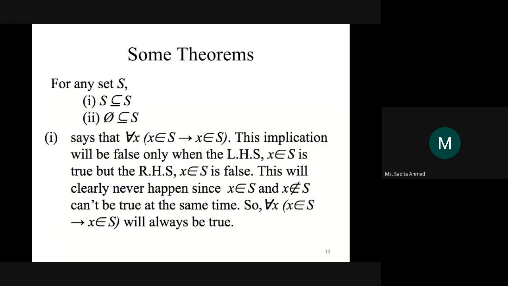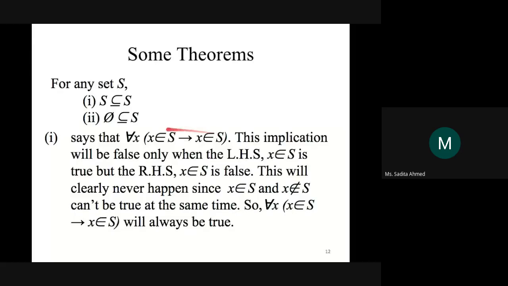What is that? The left-hand side is true and the right-hand side is false. Exactly. If the hypothesis is true, but the conclusion is false, only then the implication will be false, right? We have to show that this implication is a tautology. The other way of showing that is to show that this implication can never be false, right?